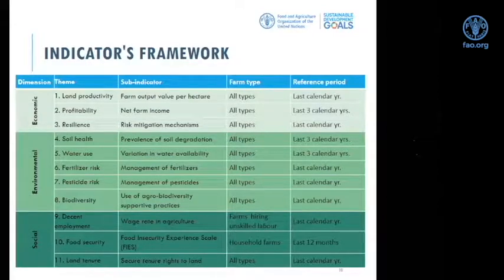For instance, as you can see, within the economic dimension, we have three themes or aspects and corresponding three sub-indicators that are used to measure the progress within each theme and thus in the dimension as a whole. Likewise, we have five themes in the environmental dimension and three in the social dimension. In total, we have 11 themes and 11 indicators to measure progress towards those themes.